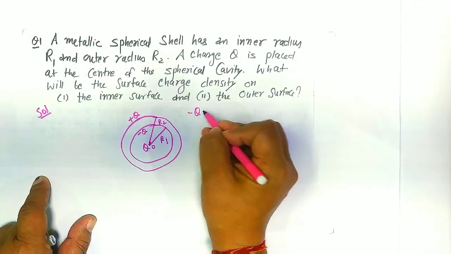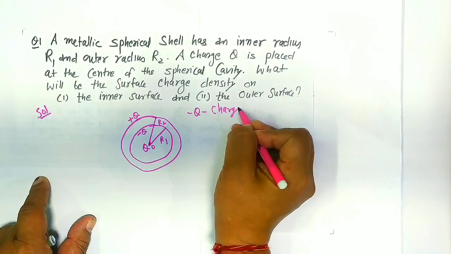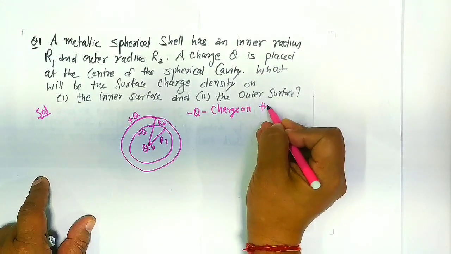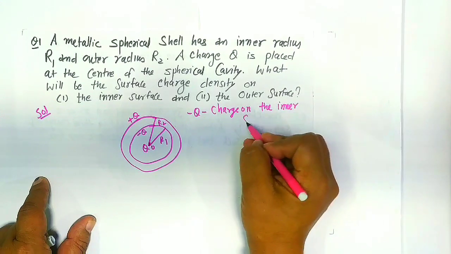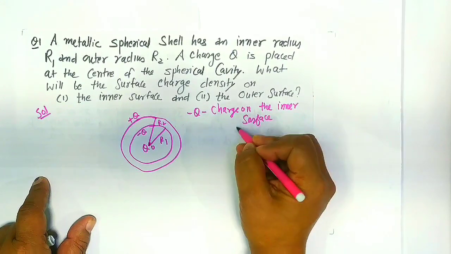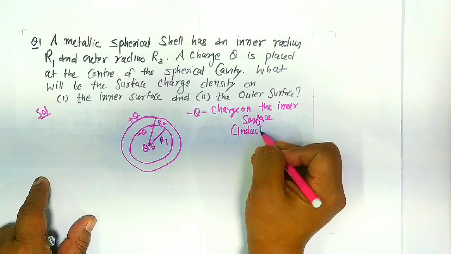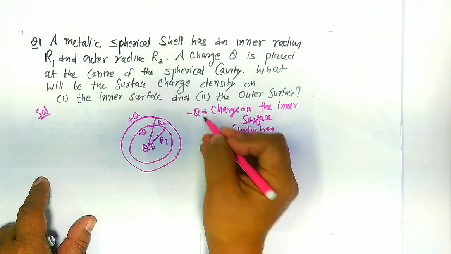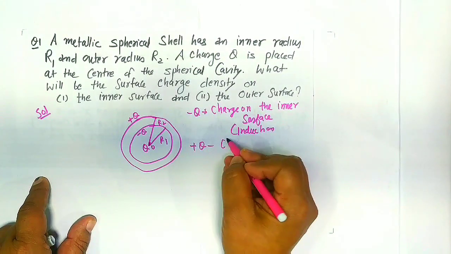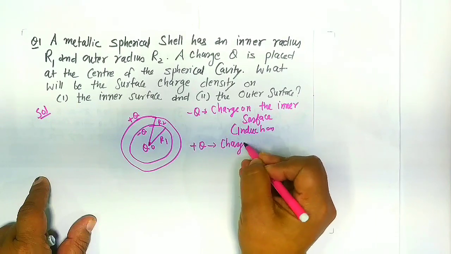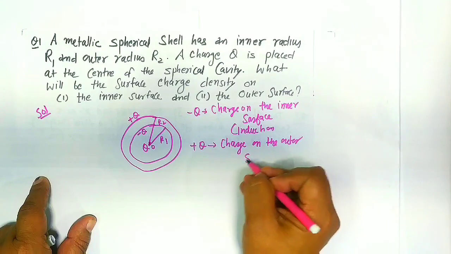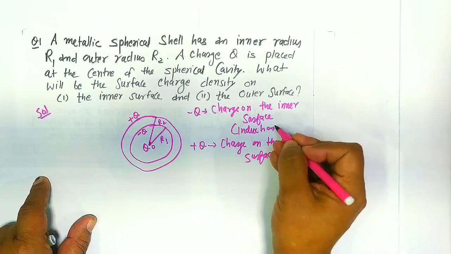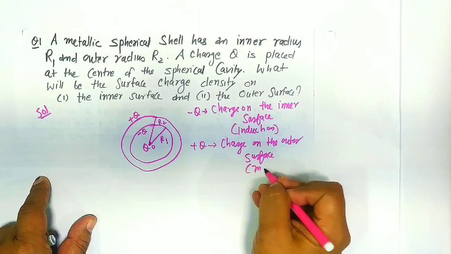This is minus Q charge on the inner surface. On the inner surface. And this is by induction. Got it? Because it is plus Q, it will be minus Q. And plus Q charge on the outer surface. And this is again by induction.